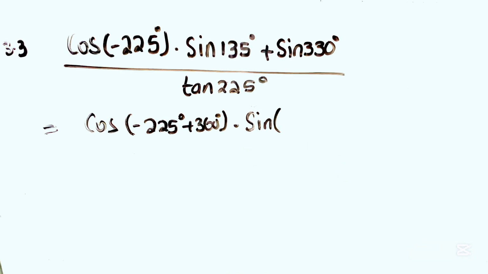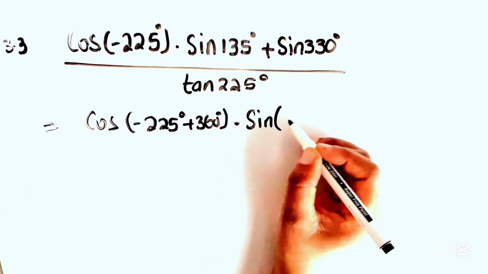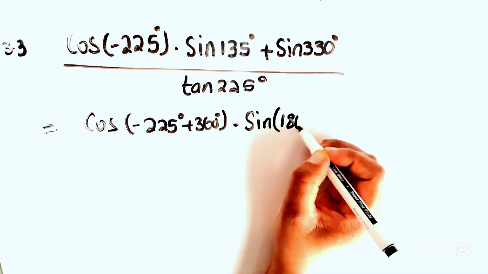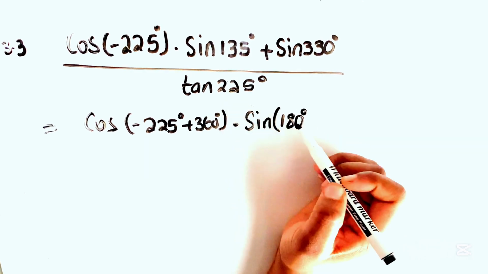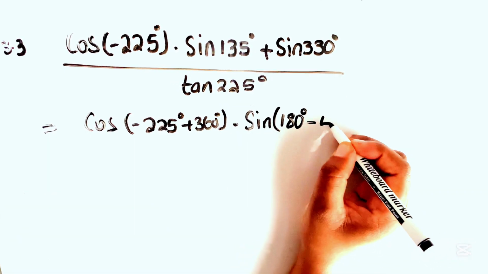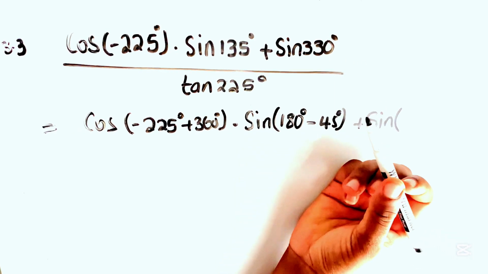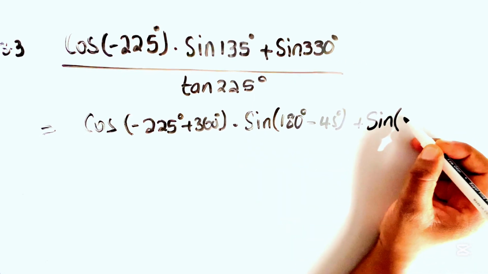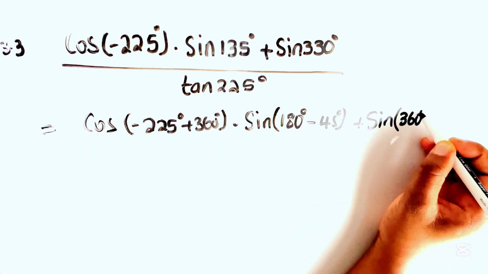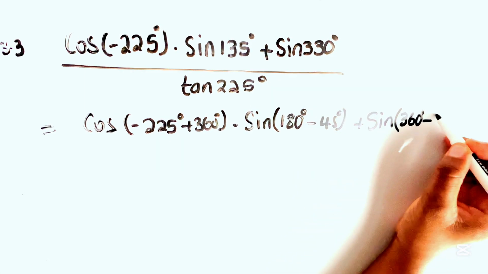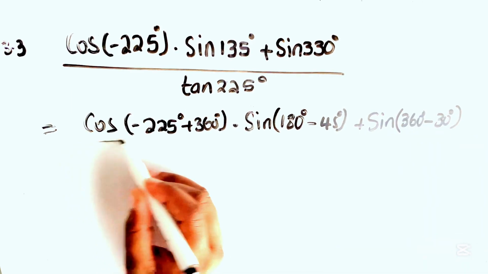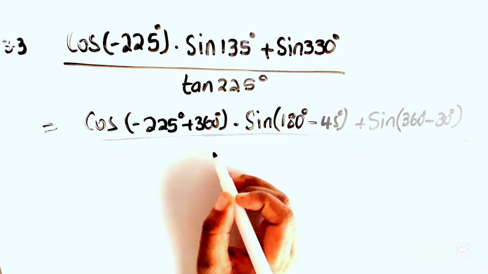Sine of 135. Choose the 135. It's in the second quadrant, so it's 180 minus. The value that will give us 135 when you subtract from 180 will be 45. Sine of 330. 330 is in the fourth quadrant, whereby we use 360 minus. The angle will be 30. The tan.